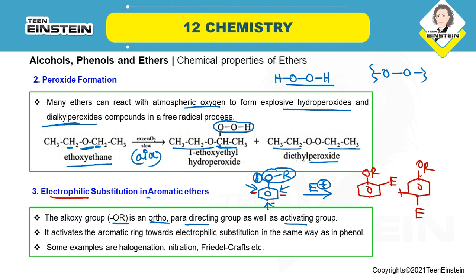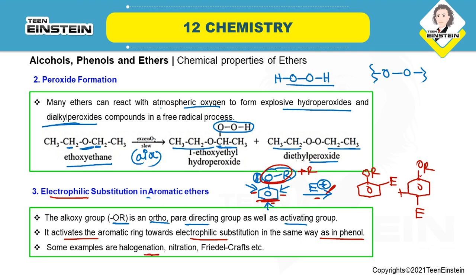The OR group activates the aromatic ring towards electrophilic substitution because the reagent itself is electron deficient, and the OR group is donating because of its plus R effect. So it will increase the electron density of the benzene ring. As a result, the reaction between E plus and the benzene ring will be highly facile. It activates the aromatic ring towards electrophilic substitution in the same way as in phenol, because in phenol there is an OH group, not OR, but that is also activating and ortho-para orienting.